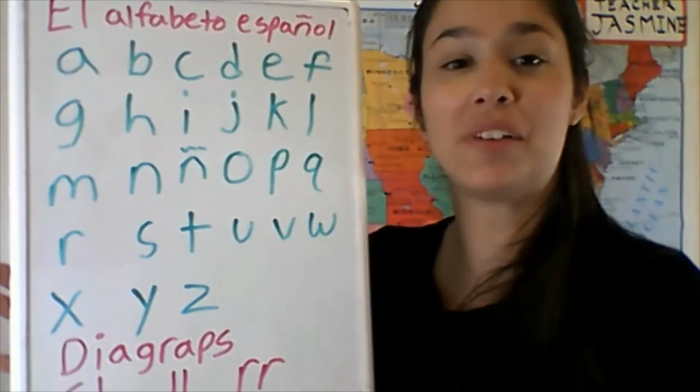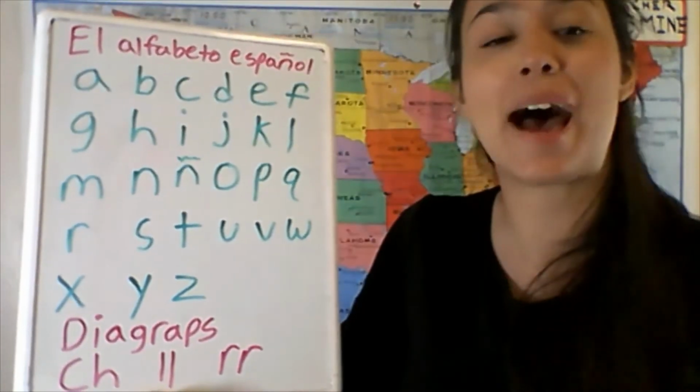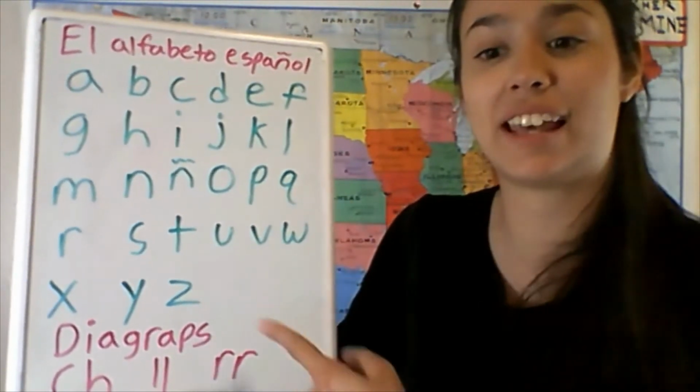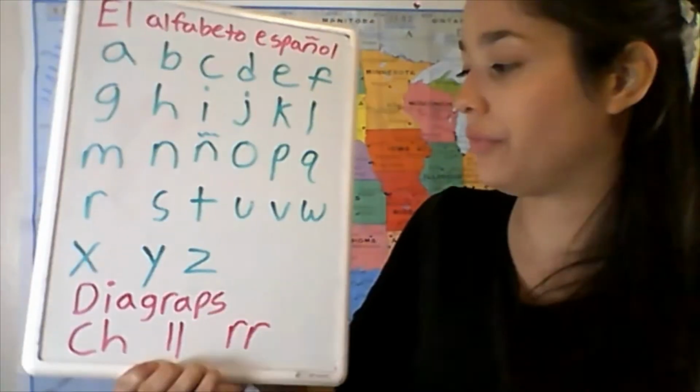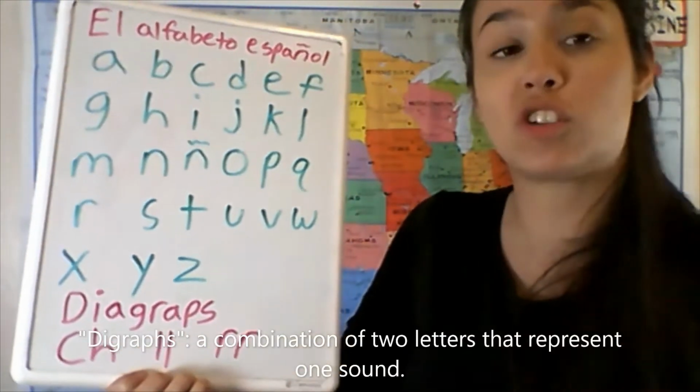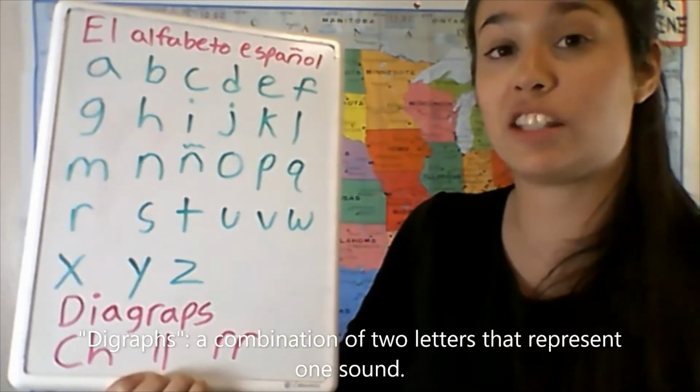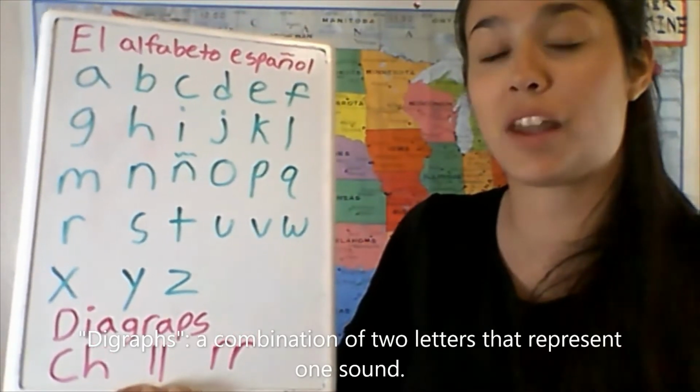Next, we will work on our alphabet. El alfabeto español. I'm going to go ahead and pronounce each of these letters. So Spanish has 27 letters. These are digraphs, which are no longer considered letters in the Spanish alphabet. All right, let's begin.